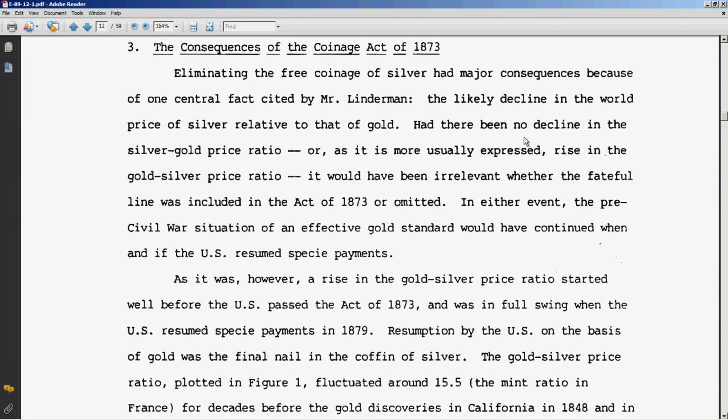Eliminating the free coinage of silver had major consequences because of one central fact cited by Mr. Linderman, the likely decline in the world price of silver relative to that of gold. Had there been no decline in the silver-gold price ratio, or as is more usually expressed, rise in the gold-silver price ratio, it would have been irrelevant whether the fateful line was included in the Act of 1873 or omitted. In either event, the pre-Civil War situation of an effective gold standard would have continued when and if the U.S.